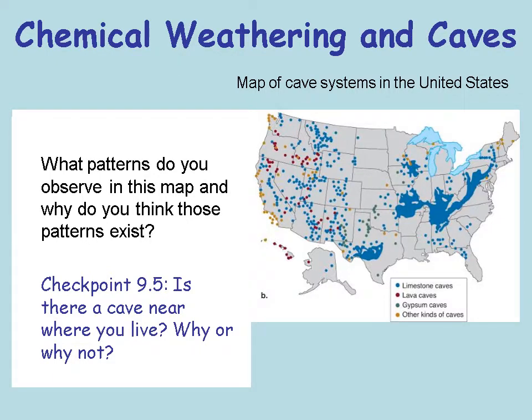Here's a place where all the caves are around the U.S. The blue are limestone caves, the red are lava caves, the green are gypsum caves. Notice the green are like in western Kansas and northwest Texas and western Oklahoma. In fact, if you go to Medicine Lodge, right where that dot is, about in western Kansas, you can see gypsum all over the surface of the ground. It's really pretty.